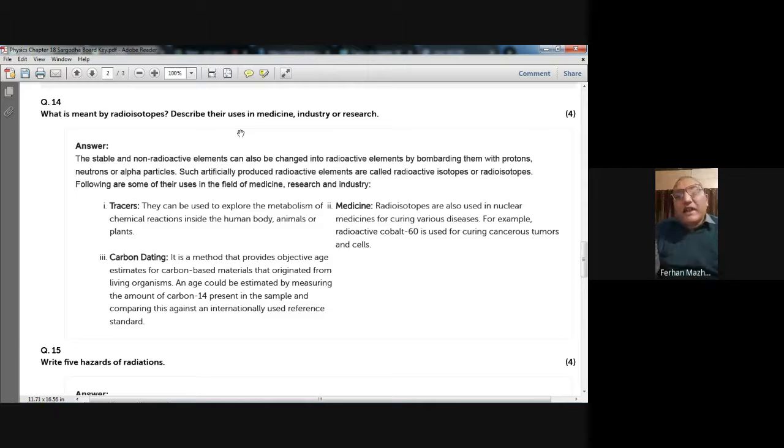We should note the time also, how much time it's taking to write the answer of this 4-mark question.